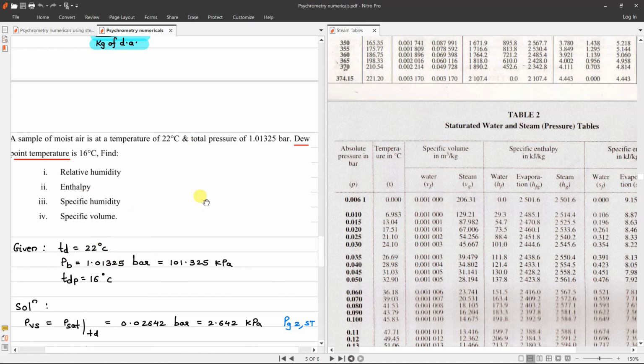Total pressure Pb is 1.01325 bar and dew point temperature TDP is 16 degrees Celsius. Now here dew point temperature is directly given, so we don't have to do the interpolation. So this question will be a bit easy as compared to previous two numericals. Okay, so what is the first step? We have to calculate PVS, then PV, and then we have to calculate the remaining properties.